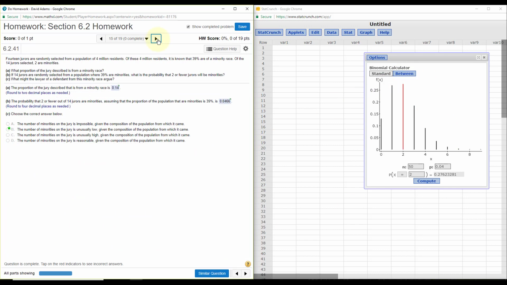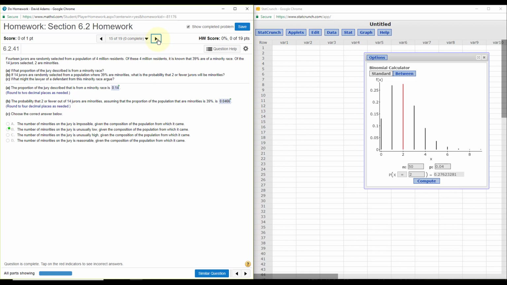I don't know if you'll get this particular question. It's interesting. It's about discrimination. So you have 14 jurors. They're randomly selected. That's going to give you your independence of trials. The 14 is your fixed number of trials. And from a population of 4 million residents, it's known that 39% are of a minority race. Of the 14 jurors selected, 2 are minorities.